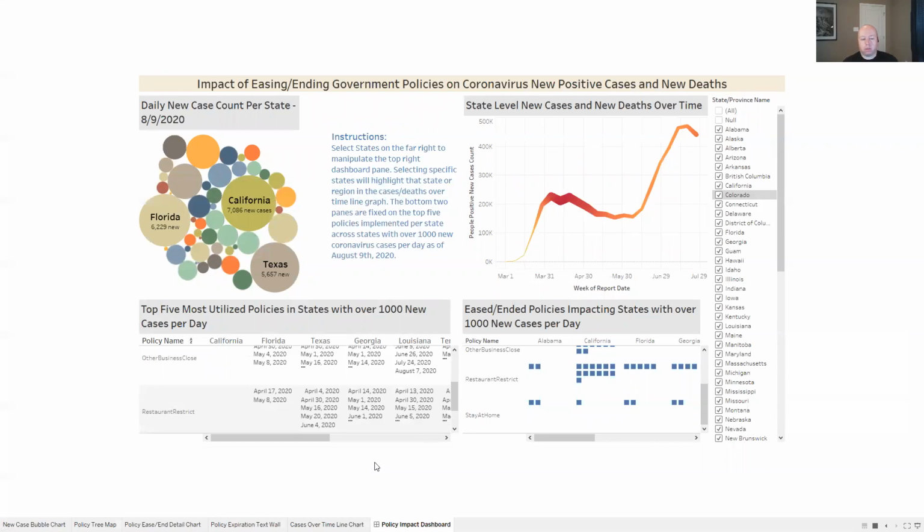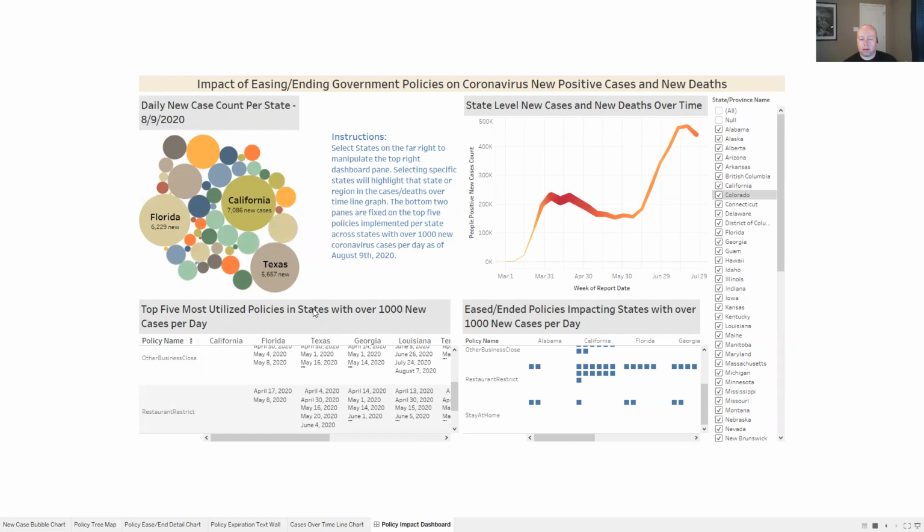So what we have here is a dashboard with a variety of different panes that I will explain one by one. This pane here that has the daily new case count per state is a snapshot view of the various states in a bubble chart that will show you which states have the highest new case counts and which states obviously do not. Hovering over each individual bubble, you can see both the new case counts per day and the new deaths per day. This is a snapshot in time from the 9th of August. I did that specifically because the 9th of August was the newest data set. However, this can be updated as needed to move this forward in time, so to speak.